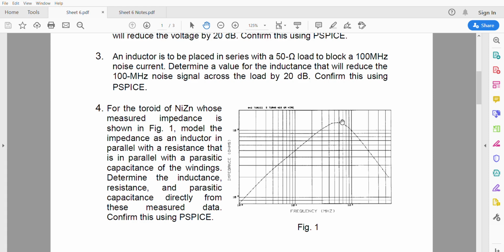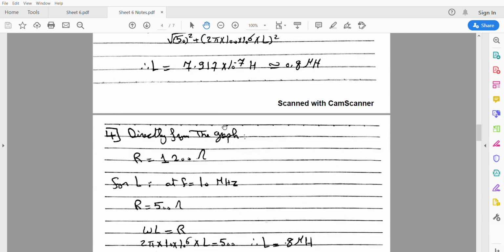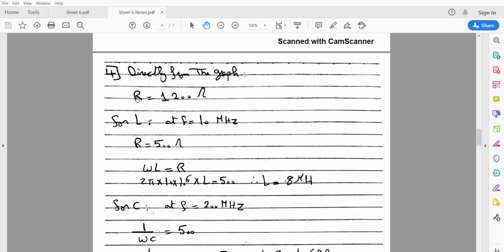So obviously from the graph the value of the resistance is this one, so by going there it is approximately equal to 1200. Since this value is 10 power 3, so it is 1000. So the value of resistance, question 4, directly from the graph is equal to 1200.